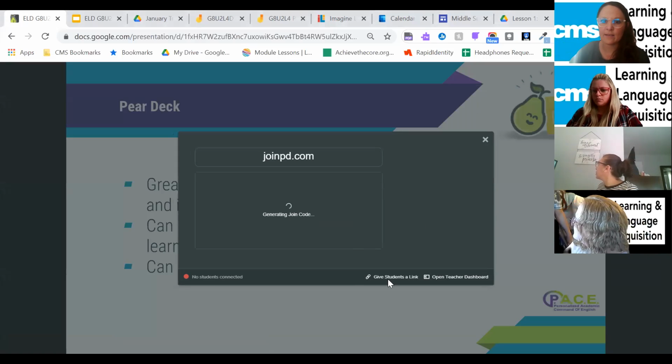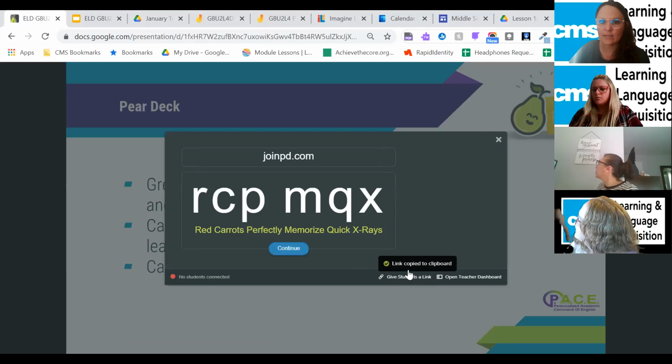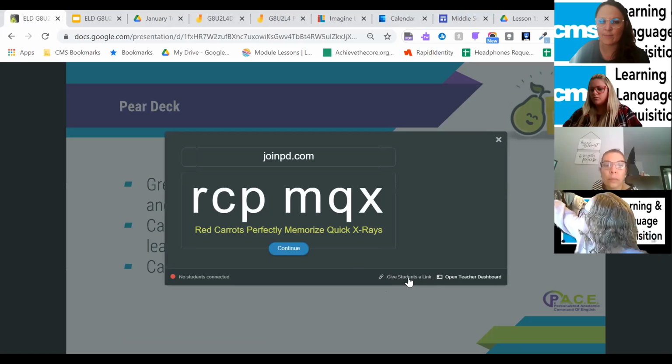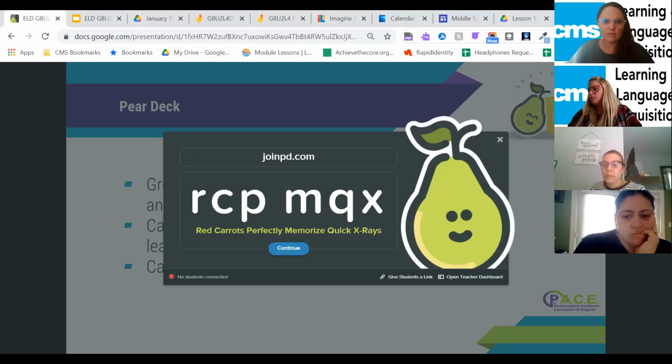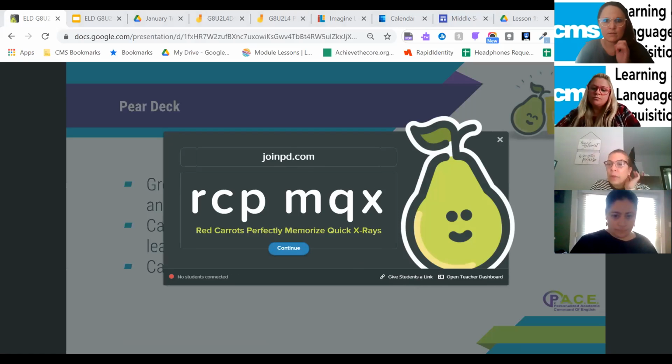Let's see, and then here, this is where you would click to give the students the code. So it's copied to my clipboard, or they go to joinpd.com and you give them this code. So I'm going to throw this one in the chat. That should be easier. If you click on that, you should be able to join.